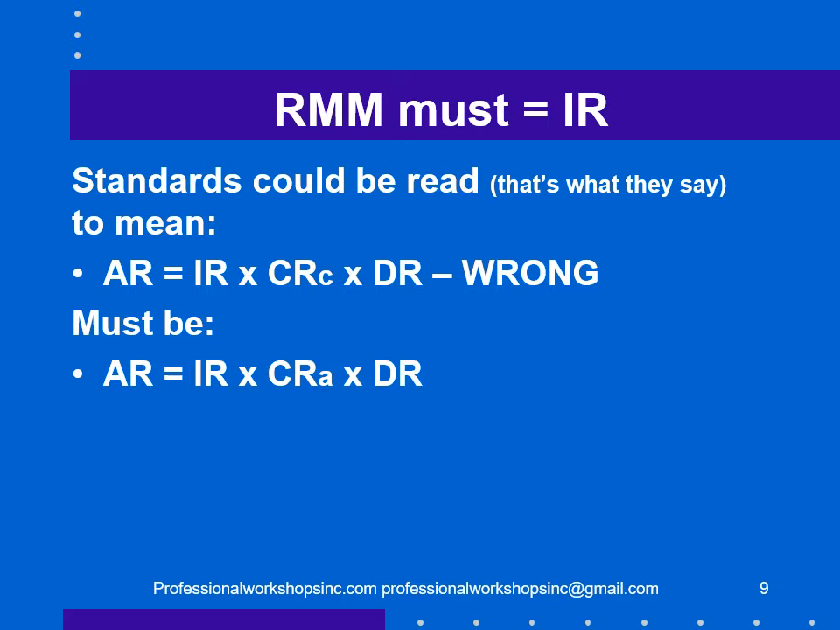Now, standards could be read, and that's what they say, to mean that audit risk is inherent risk times control risk at the client times detection risk, and that's, of course, wrong. It must be that audit risk is inherent risk times control risk that the auditor proves times detection risk that the auditor proves.